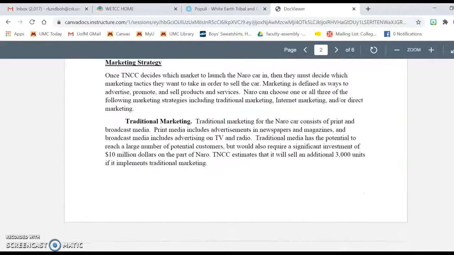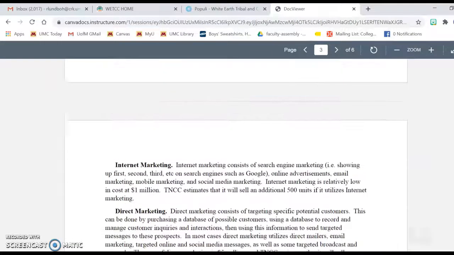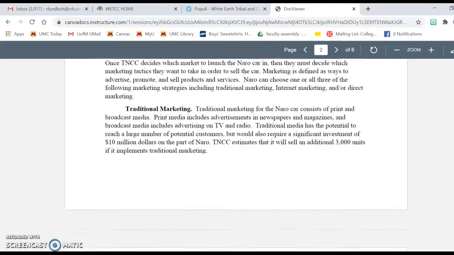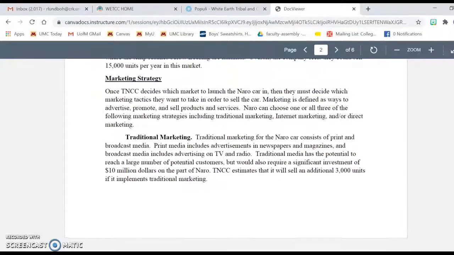You also need to choose your marketing strategy. You can choose 1, 2, or all 3 of the options: traditional marketing, internet marketing, and direct marketing. Each of these options has a cost associated. So for example, traditional marketing, which would be things like TV and radio, would cost you $10 million, but you would sell an estimated additional 3,000 units.